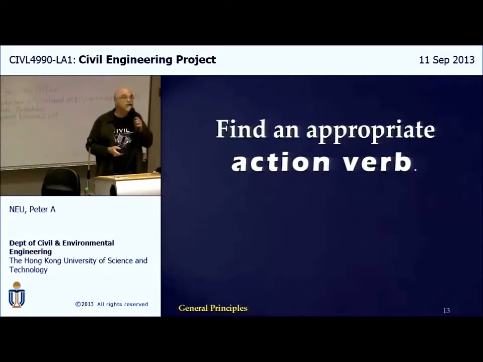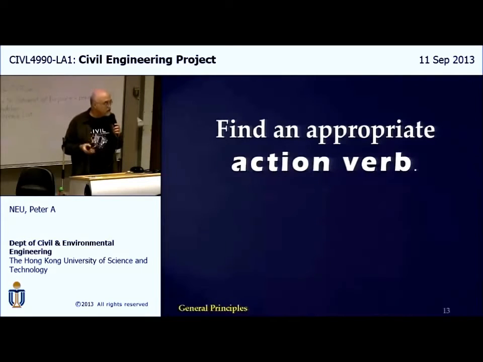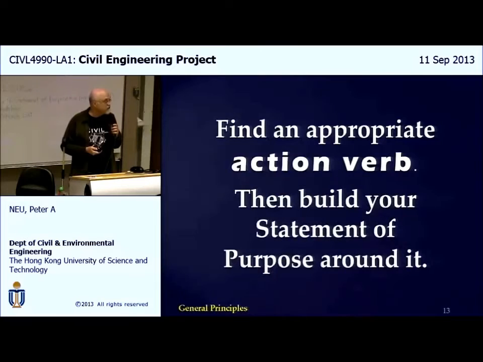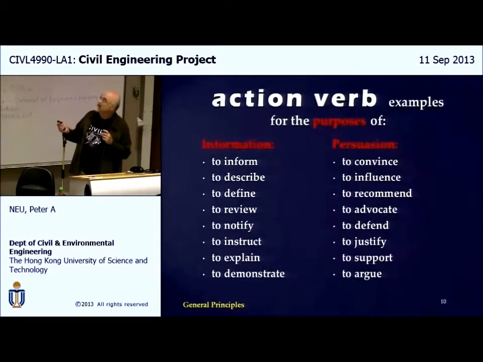You have to use an action verb. For the purpose statement, a good statement of purpose, the verb should be an action verb. It will help in making the statement of purpose effective for you and for the reader. You can build your statement of purpose around the action verb. Here are some examples of statements of purpose action verbs. For information, you have to inform. And then for persuasion, and you are doing persuasion to some degree.